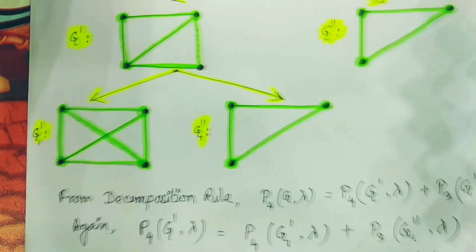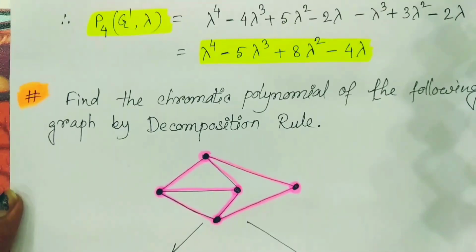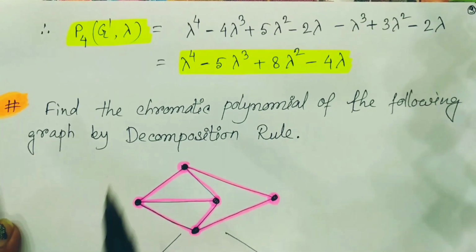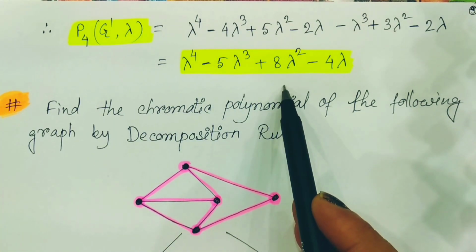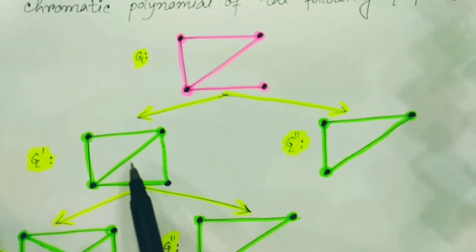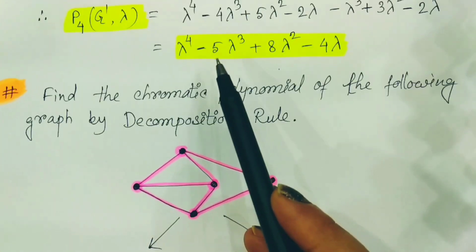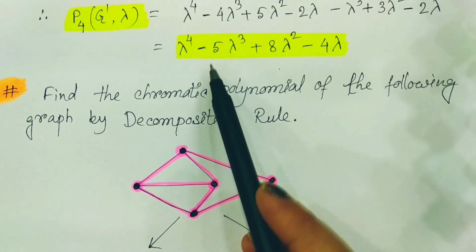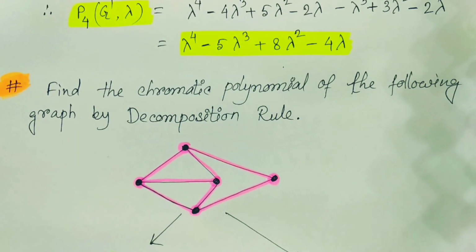Now if we calculate its chromatic polynomial, we will find that it is this one. Just observe here in this graph, the total number of edges are 1, 2, 3, 4, 5. So in the chromatic polynomial, this coefficient is 5 only. So this is the chromatic polynomial for that one.